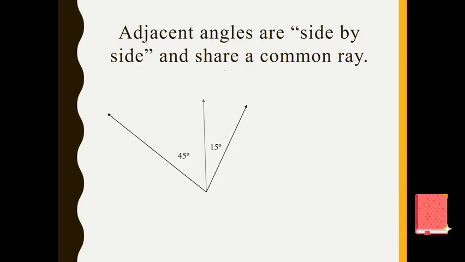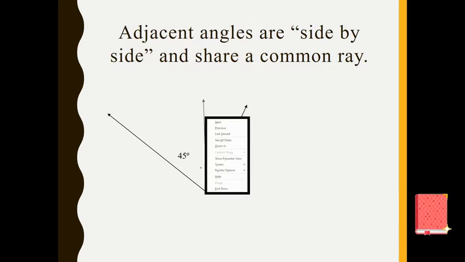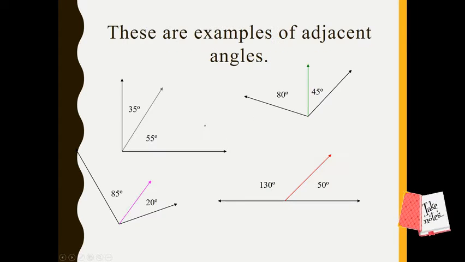Adjacent angles are side by side, and they share a common ray. So they usually have a vertex here, and then there is a ray there. These are examples of adjacent angles. If you take a look here, notice that adjacent means that they are right next to each other and they lie on a ray.